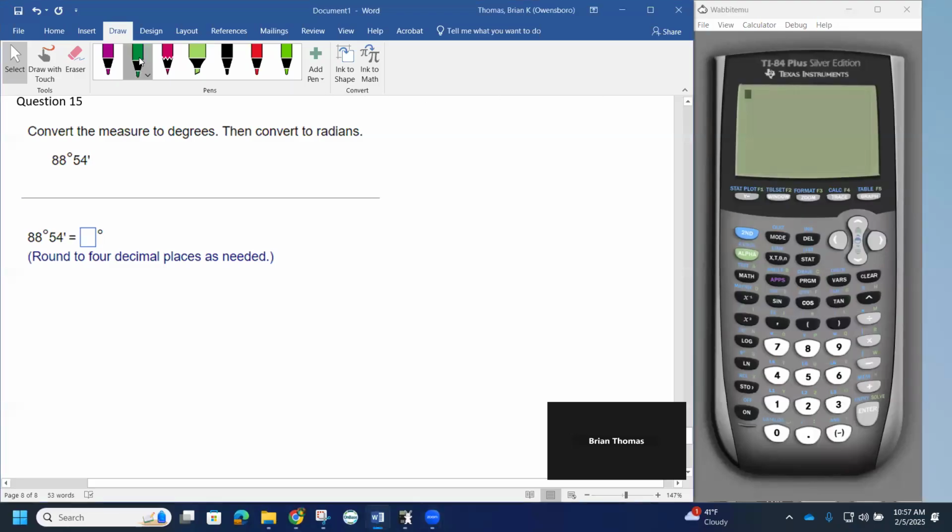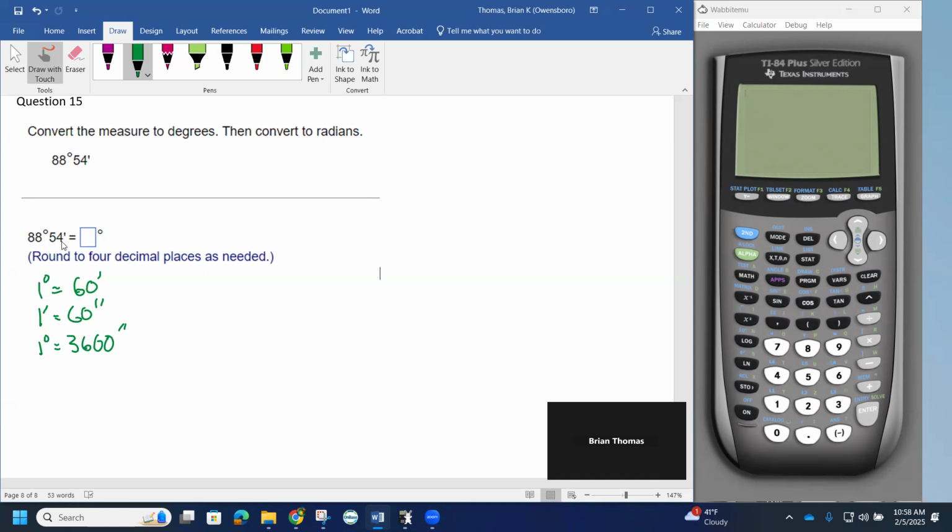So question 15 says convert the measure to degrees, then convert to radians. What they want us to do is convert the 54 minutes into degrees so we have it all in degrees. Remember, there's 60 minutes in 1 degree. If we have 1 minute, there's 60 seconds. And in 1 degree, there's 3,600 seconds.